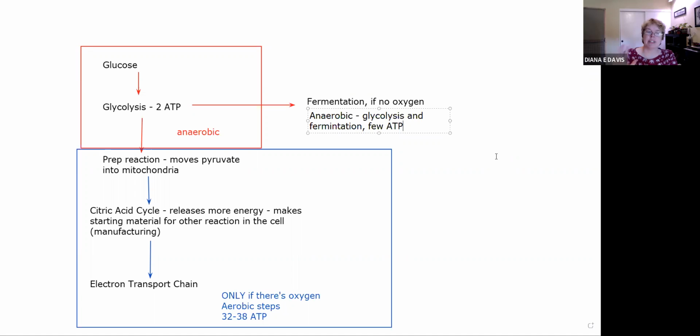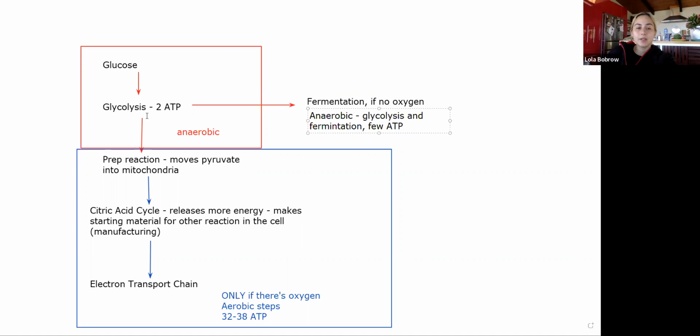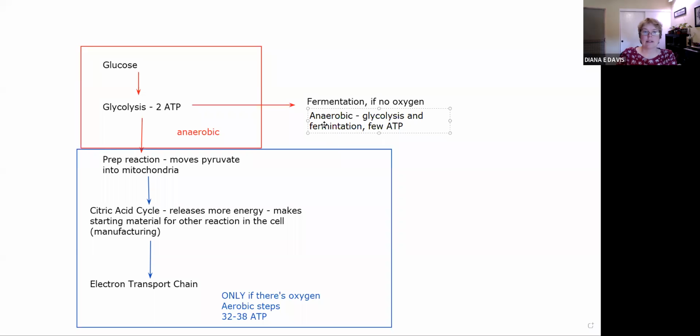Okay, I see the confusion here. So this arrow right here, going from glycolysis to the prep reaction, that only happens if there's oxygen around. So at the end of glycolysis, if there's no oxygen for the next steps, it just kind of sits around.